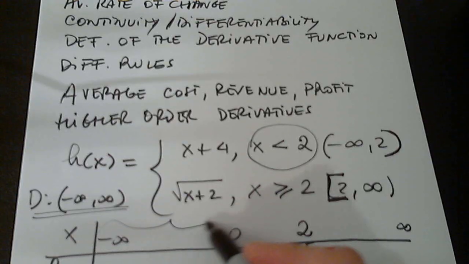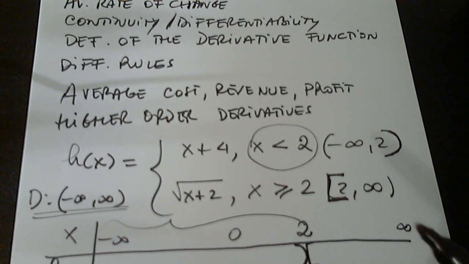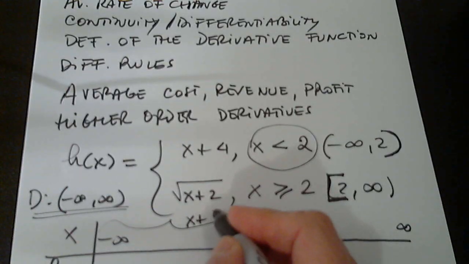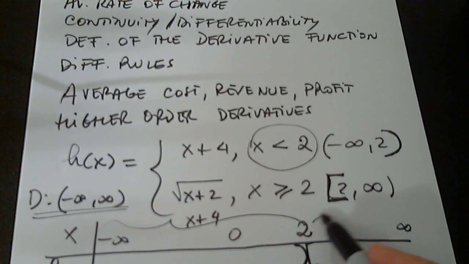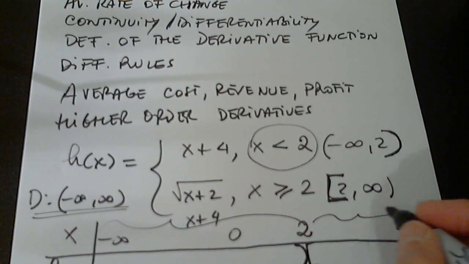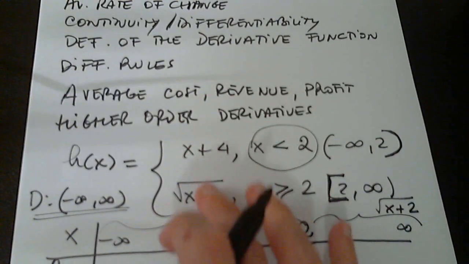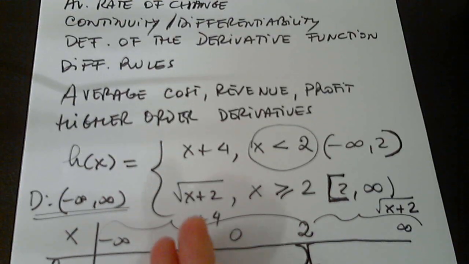So I know that this is an overkill, but bear with me. Between negative infinity and 2, I will be using this function. Between 2 and infinity, I will be using this function. Just because I don't want to look here, what if I make a mistake? It's right here on top of the interval, so I can't make a mistake now.